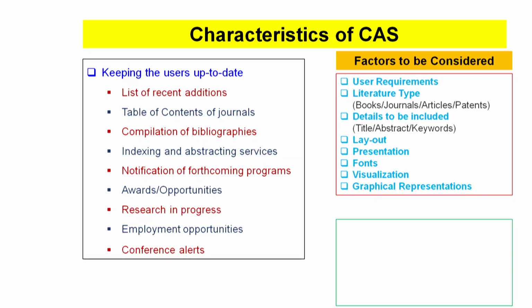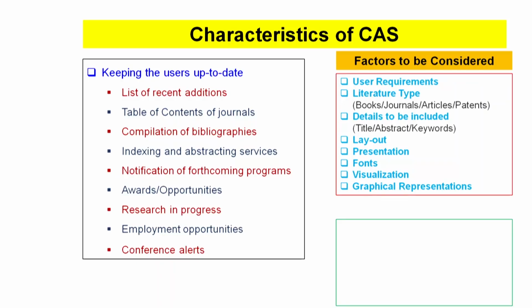Apart from this, you can give some information about employment news and even opportunities, rewards, awards. So all this information can be provided to the users, which are all part of current awareness services. And what are the factors to be considered when you are providing current awareness services? The first one is, you need to see whether that particular user is in need of this particular resource or not. User requirement is a factor to be considered.